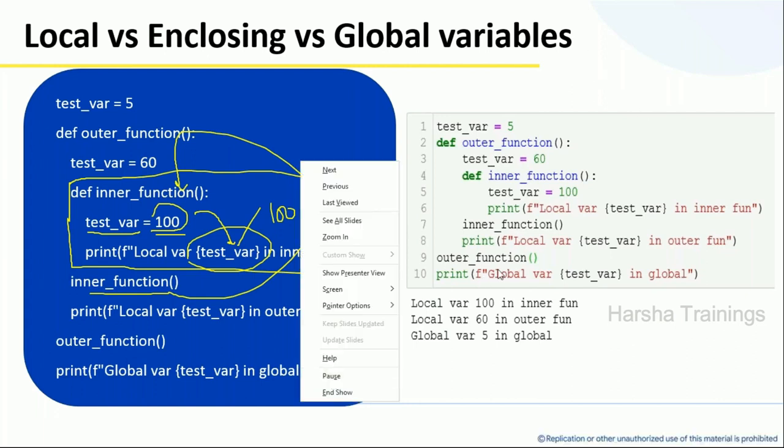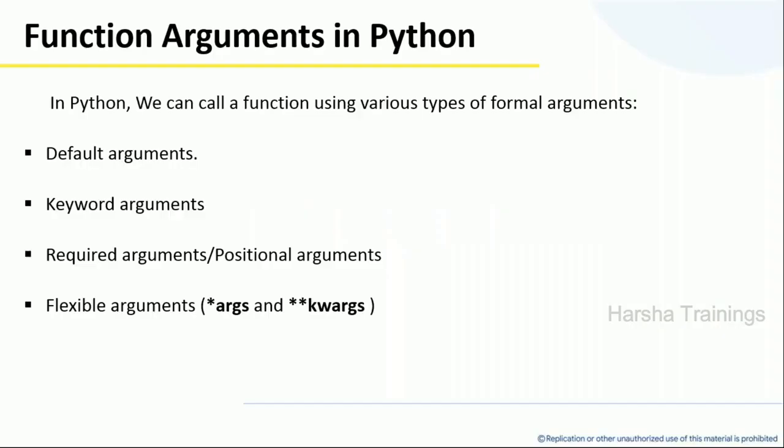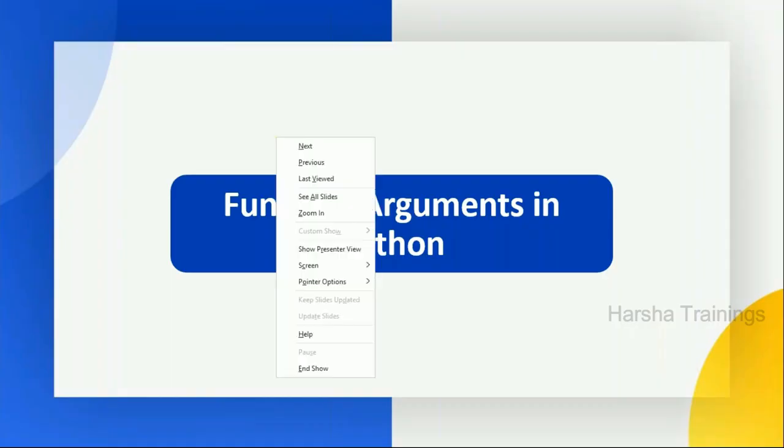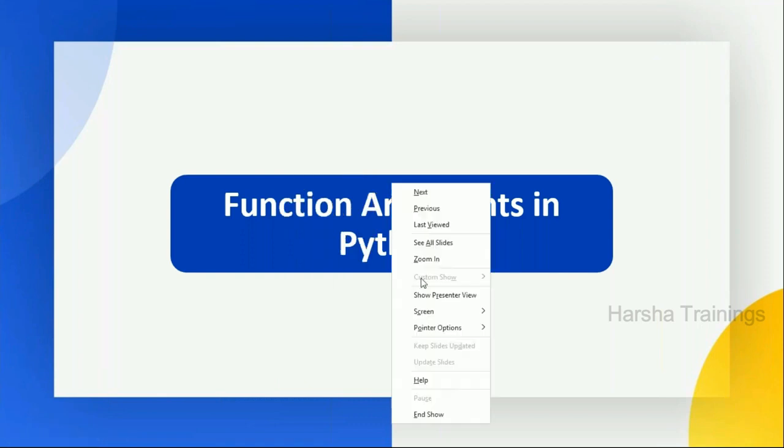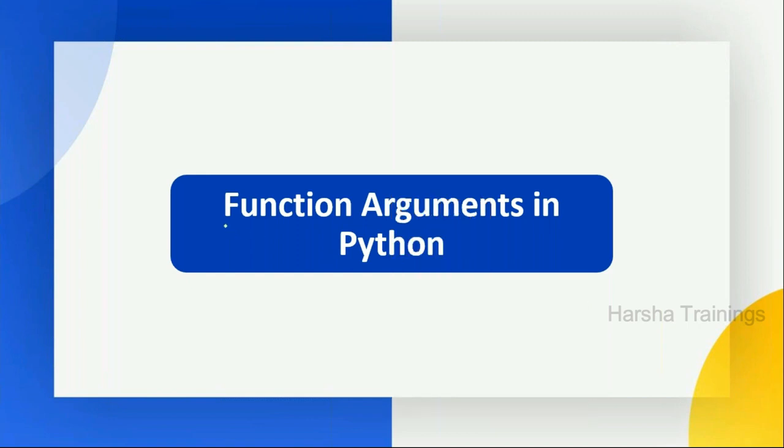Now, till now we have seen how to define a function, but the most important thing is what the various function arguments are. It is a little bit clumsy and difficult. Try to understand carefully, Andy. Function arguments in Python.